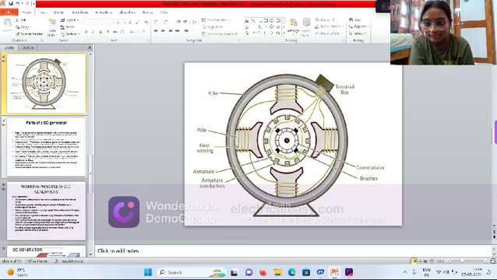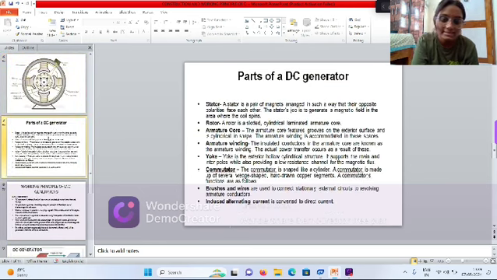So basically, the overall parts of a DC generator are divided into two types: one is stator and the other one is rotor. The stator comprises the parts which are static and don't move in a generator. And the rotor comprises the parts which rotate, which revolve. These come under the rotor.